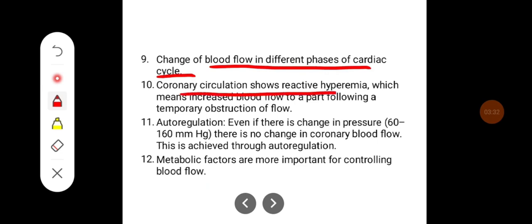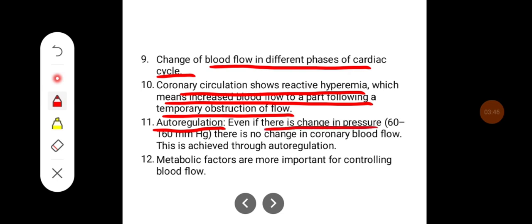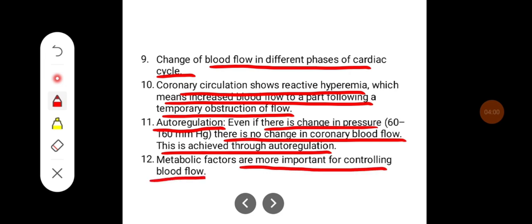Coronary circulation shows reactive hyperemia, which means increased blood flow to the part following a temporary obstruction of flow. And there is autoregulation: even if there is a change in the pressure, that is between 60 to 160 mm of mercury, there is no change in coronary blood flow. So this is achieved through autoregulation. And metabolic factors are important for controlling the blood flow.